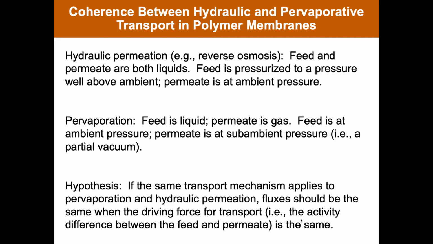We distinguish two types of transport. One would be hydraulic permeation. This would be the reverse osmosis case or the organic solvent nanofiltration case. You have a liquid on both sides of the membrane, and the feed is pressurized to a pressure well above ambient, while the permeate is at ambient pressure. Pervaporation, the feed is a liquid and the permeate is a gas, and the feed is at ambient pressure and the permeate is at a partial vacuum.